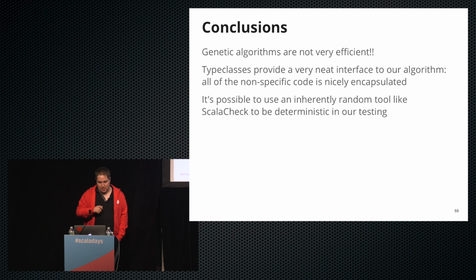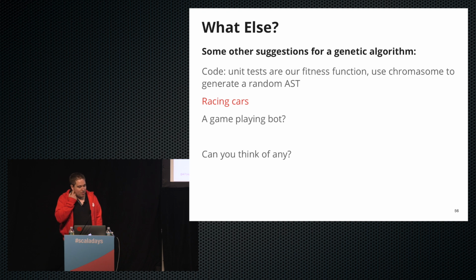And another thing that was really nice is that we got this inherently random tool, ScalaCheck, and we've got this inherently random problem that we're trying to solve, and we're able to use it in a deterministic way for what really is a non-deterministic problem. And so, what else could we use genetic algorithms for?